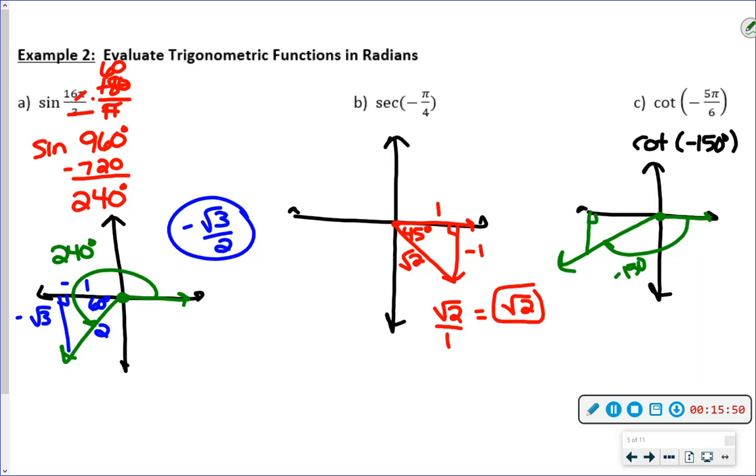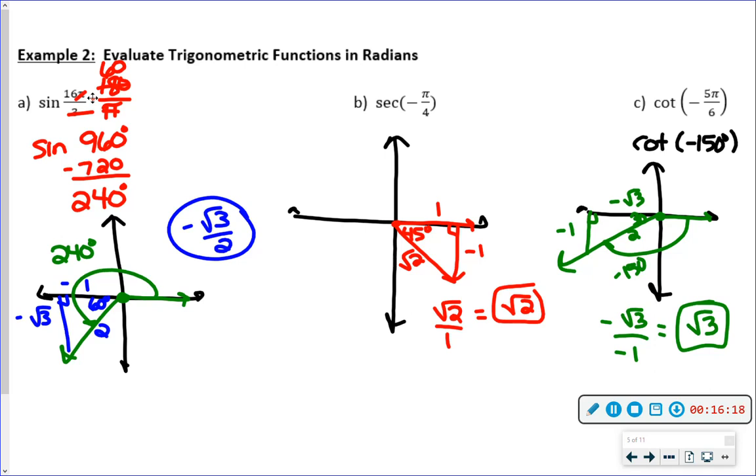Most important question of the day, what's the reference angle? 30. For the 500th time, opposite the 30, opposite the 60, hypotenuse. And of course we need cotangent, so I need adjacent over opposite. So adjacent over opposite, got it. So any questions on that guy?